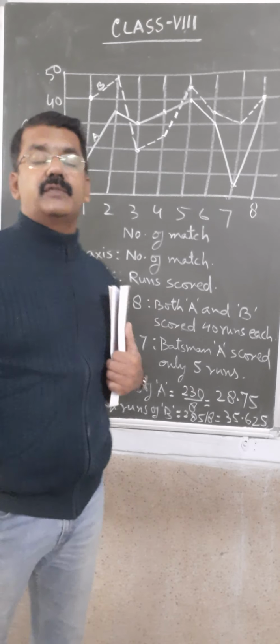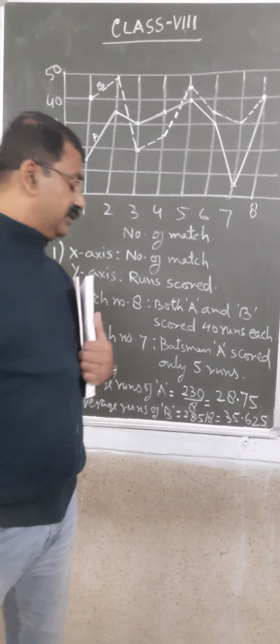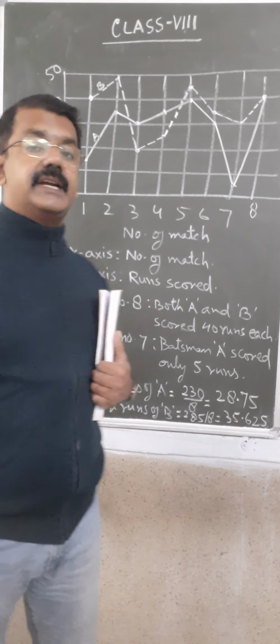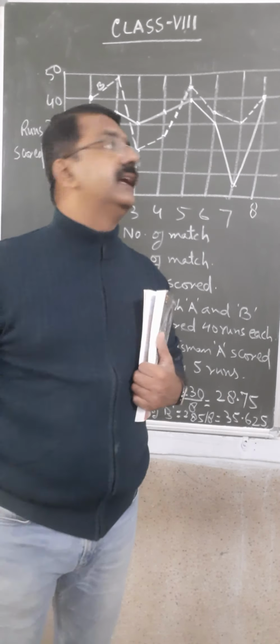Whereas the average runs of A is 28.75. So the better performer is B. B is the better performer. Okay. Average performance is better for B. Average performance of B is better.